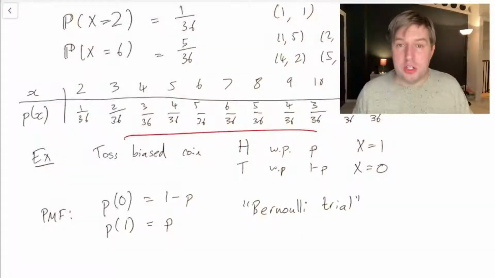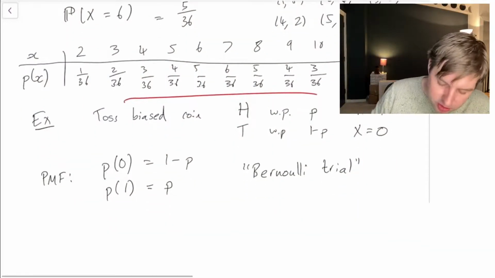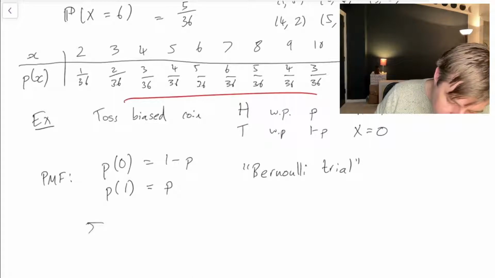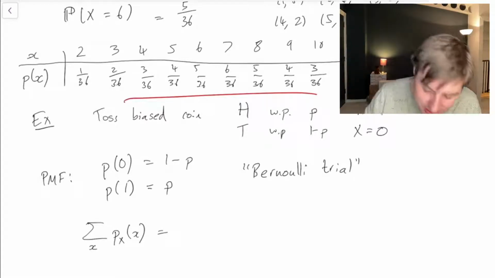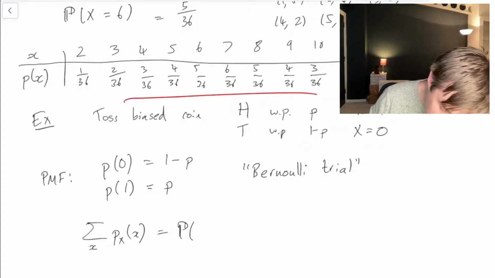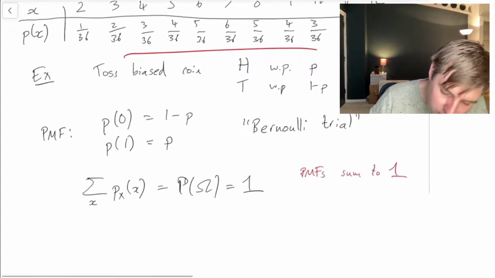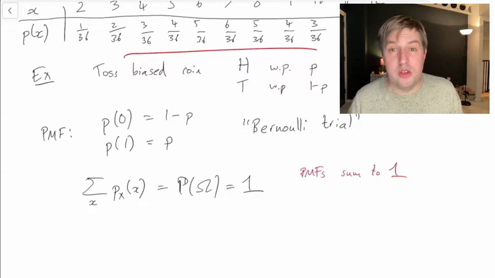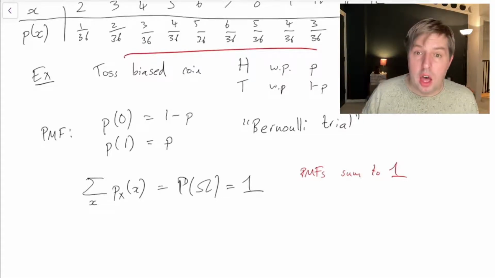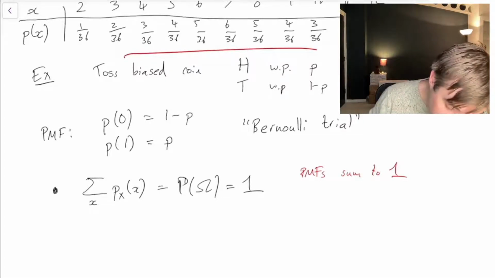There are some facts that we should point out about the probability mass function. If you add up all the values of the probability mass function, well, that's the probability of getting anything at all, right? And we've spoken before about how the probability of getting anything at all is 1. So PMFs sum to 1 is important. Also, of course, all the individual values of a PMF are probabilities, so they all have to be non-negative.